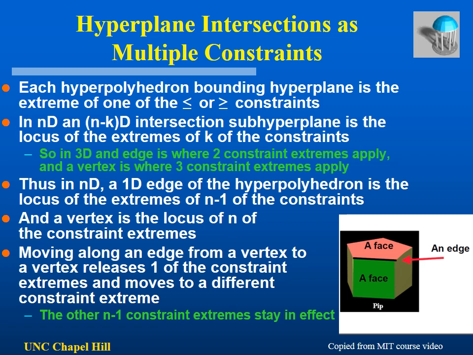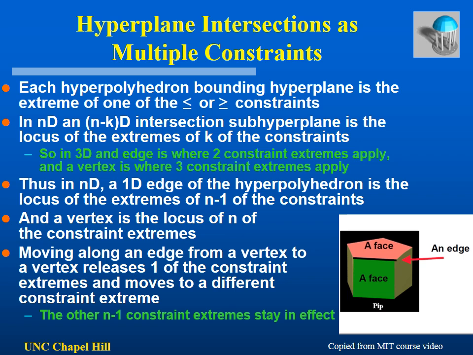So, in n dimensions, the extension of this idea is that a 1D edge is the intersection of n minus 1 of the constraints. Each constraint lowers the dimension by 1. And a vertex, a point, is the intersection of n of the constraints, or n of the constraint extremes to be more precise.